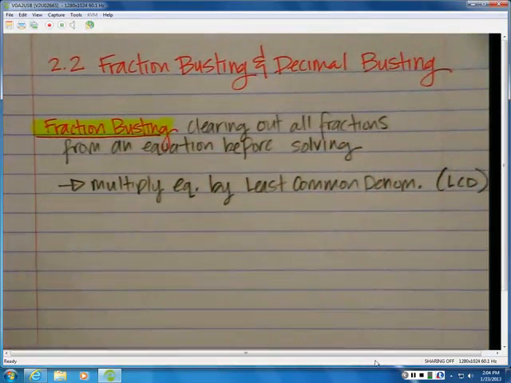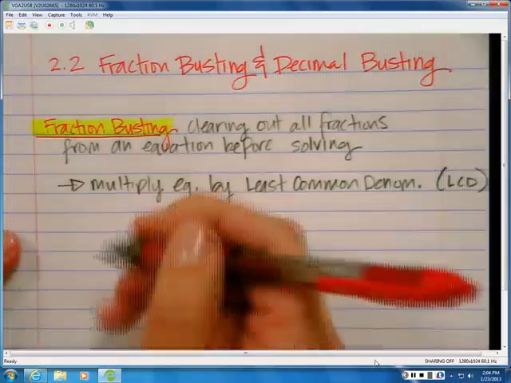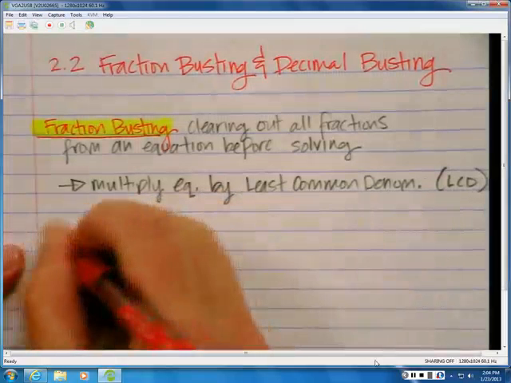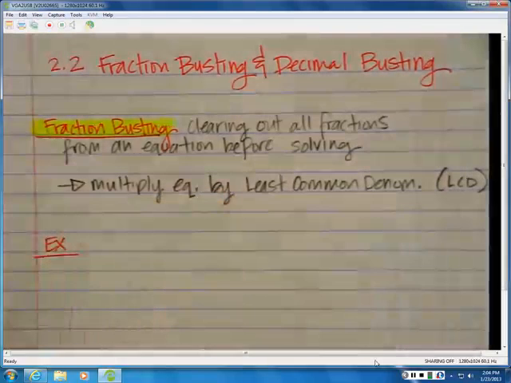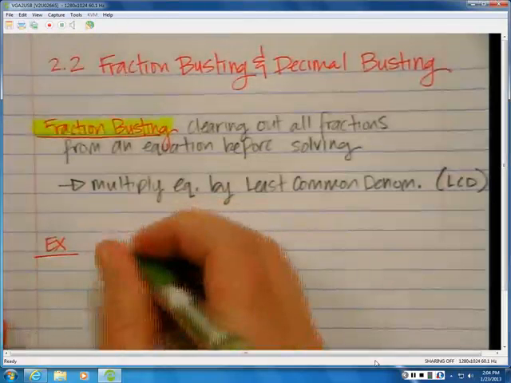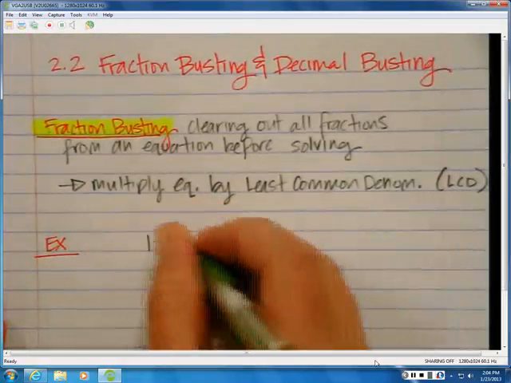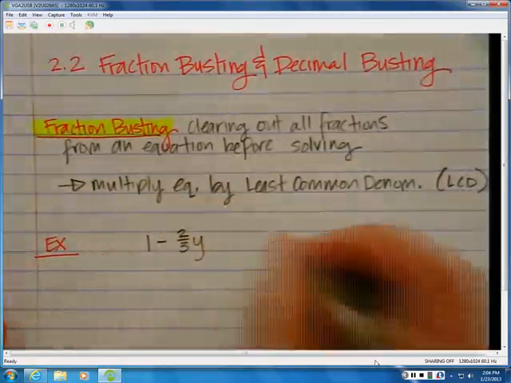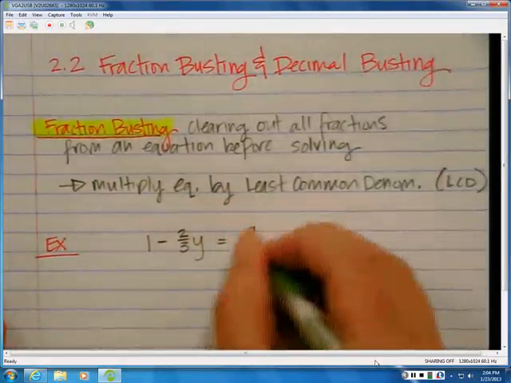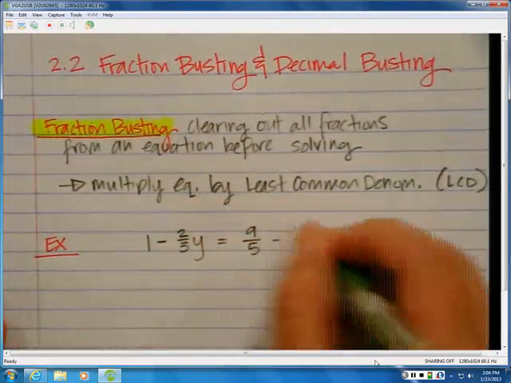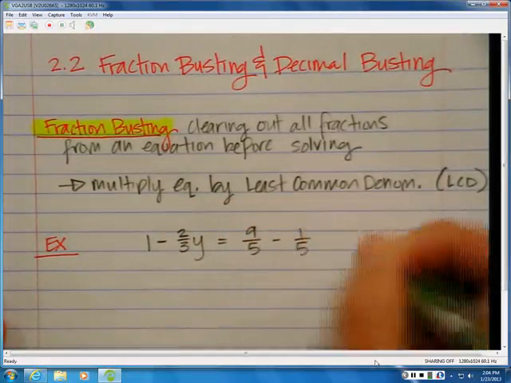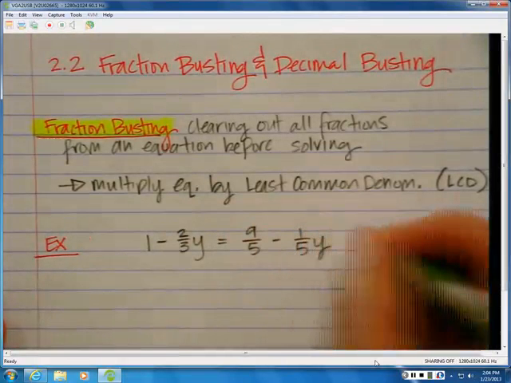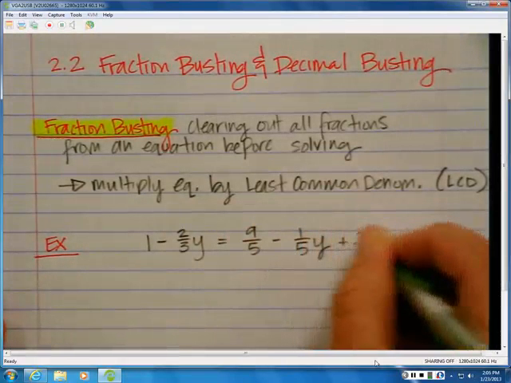We abbreviate the least common denominator as LCD. So, for example, suppose I gave you this problem. One minus 2/3 y equals 9/5 minus 1/5 y plus 3/5.